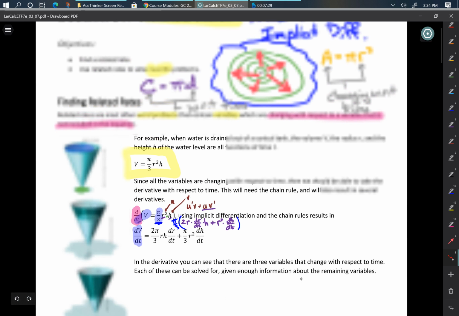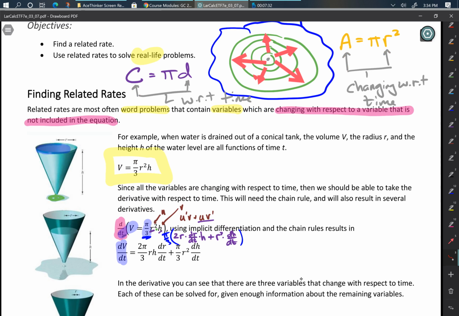Related rates problems are word problems for the most part, where you're going to have an equation that contains multiple variables. How many variables? 2, 3, 4, 5, 6, it doesn't matter. There's no limit. And all of those variables are going to be changing with respect to a variable that is not included in the equation. It is a vast majority of these problems where the variables are changing with respect to time. Occasionally, you will see other ways that the variables change, but for the most part, we're talking about variables that are changing with respect to time.